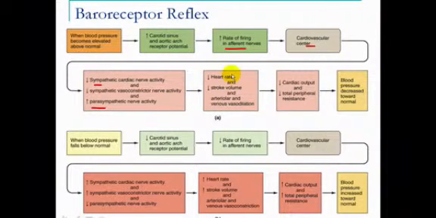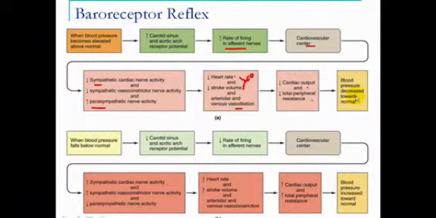Because if blood pressure is too high, we want to bring blood pressure back down to its normal range. So how are you going to bring blood pressure back down? Well, you're going to decrease heart rate, you're going to decrease stroke volume. So these two things are decreasing cardiac output, right? Then, by decreasing sympathetic activity, you're going to also cause arterial vasodilation. So we decrease cardiac output, we decrease peripheral resistance, therefore our mean arterial pressure is decreased and goes back down to normal.